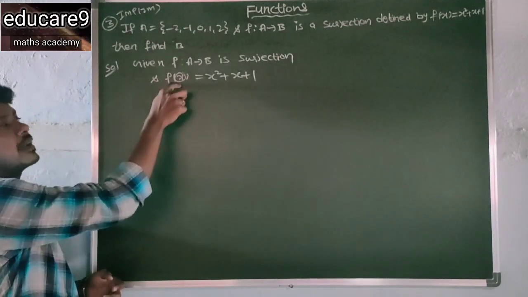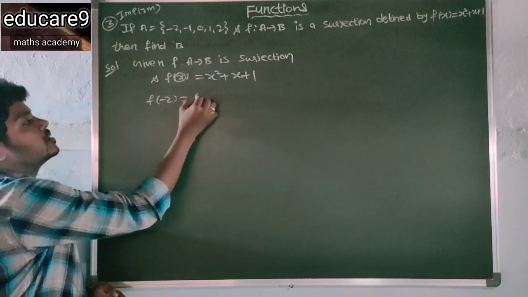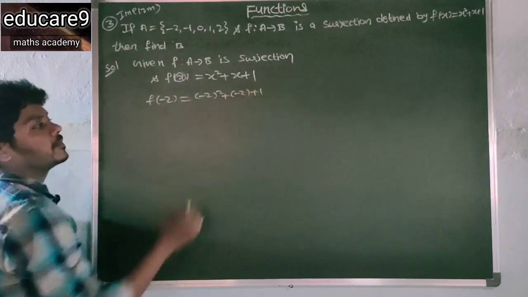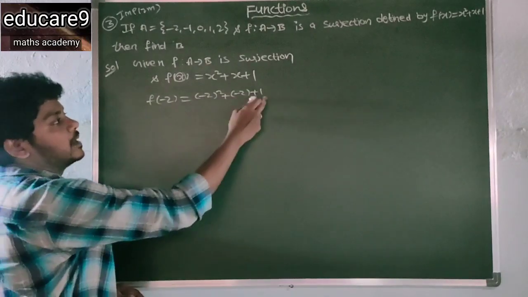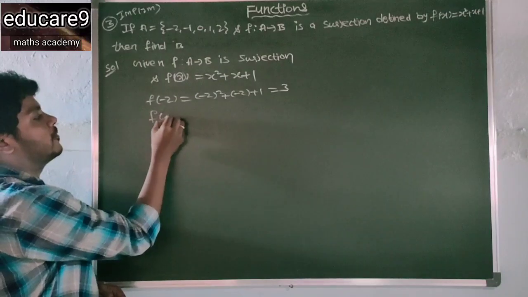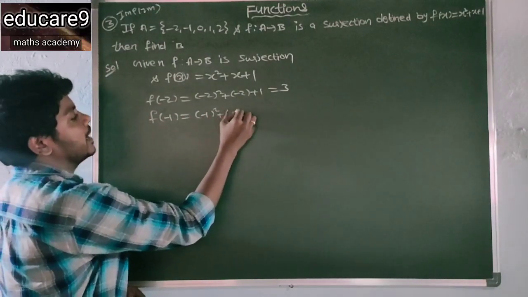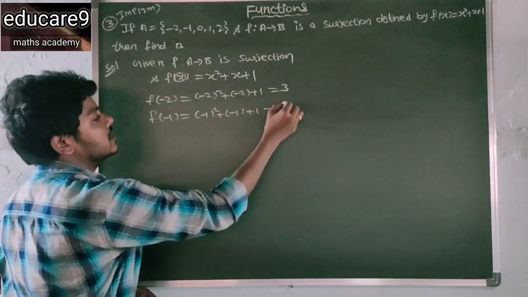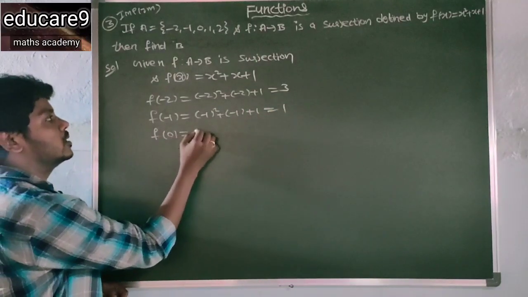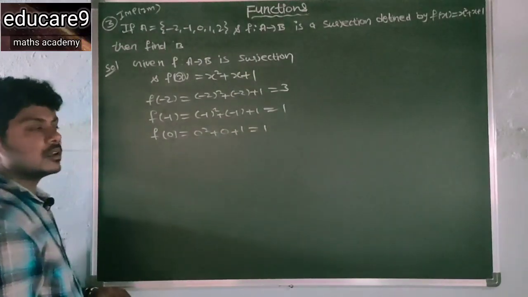Now substitute here. So f of minus 2 is minus 2 whole square plus minus 2 plus 1. This is 5 minus 2, which is 3. And f of minus 1 is minus 1 whole square plus minus 1 plus 1. This is 1. And f of 0 is 0 square plus 0 plus 1. You get 1.